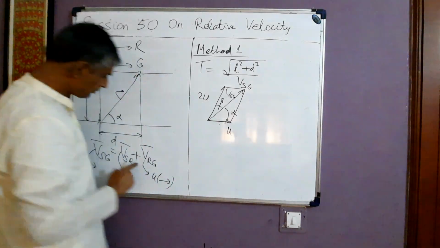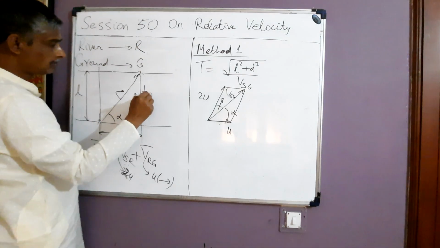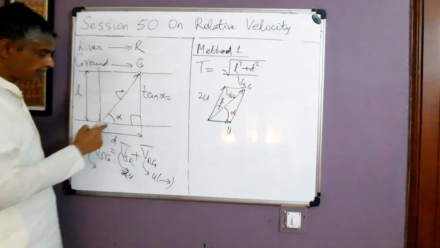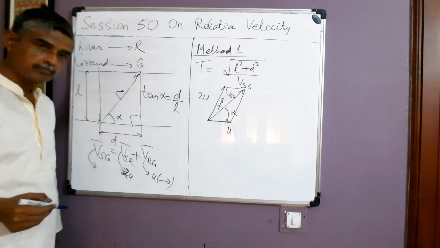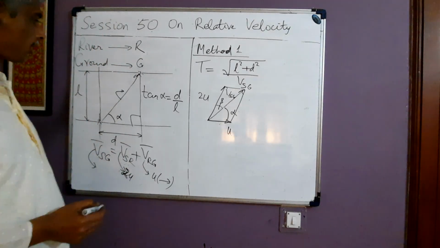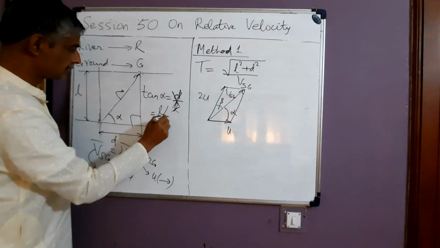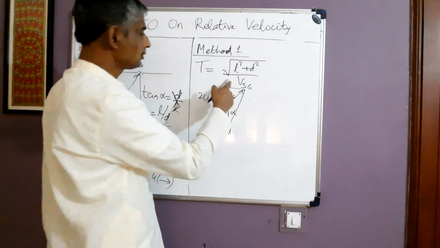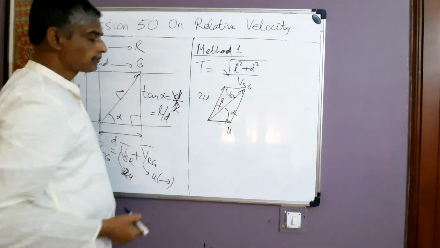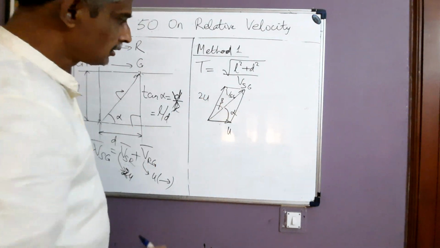Now tan alpha is known from this diagram. See, this is a right angle triangle. This is D, this is L. Tan alpha is equal to how much? Sorry, not D by L, but L by D. Tan alpha is L by D. So now what we have to do? We have to know VSG. If you know VSG, the problem will be solved.